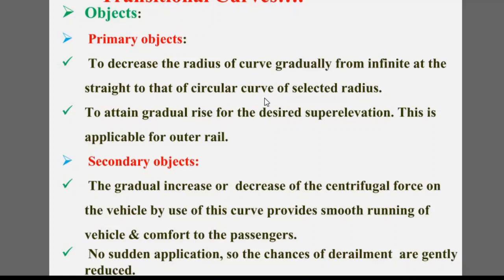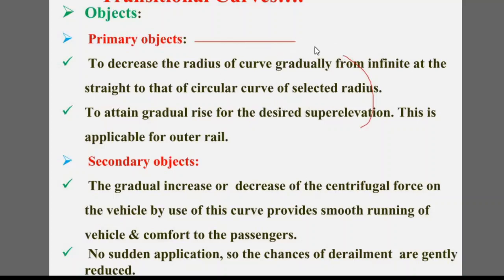So there are two types, primary and the secondary objective. First is to reduce the radius of curve gradually from infinite at the straight to that of the circular curve of the selected radius. See, this is a straight path and this is the circular path. At the straight, the radius of curve is infinity.